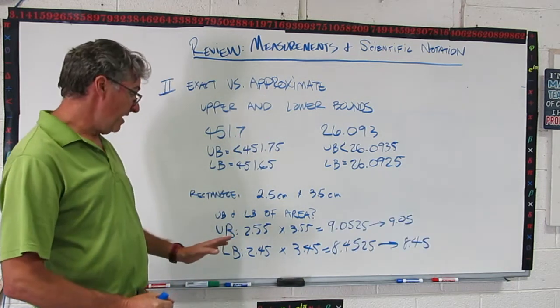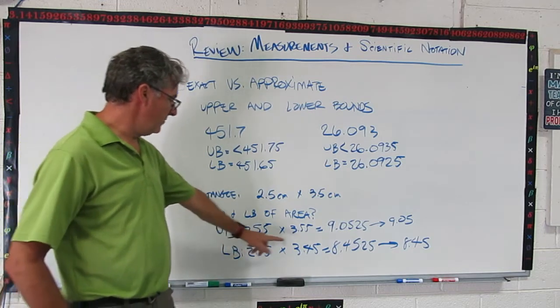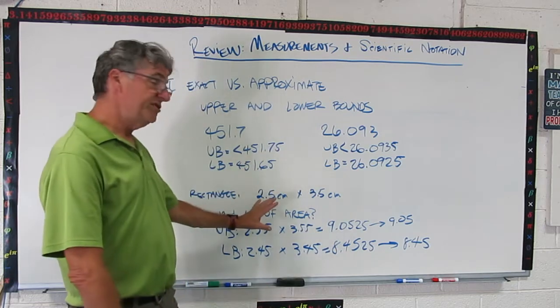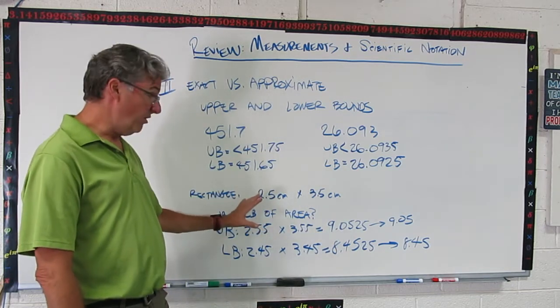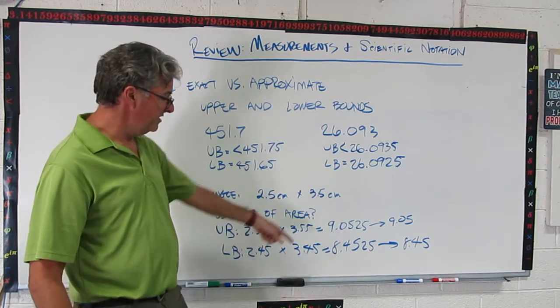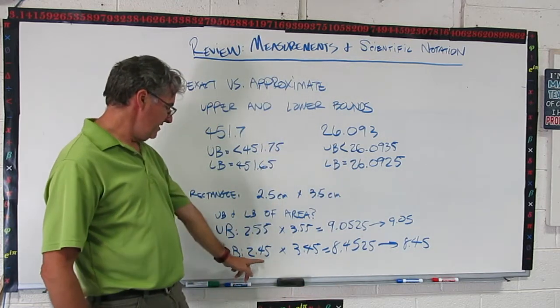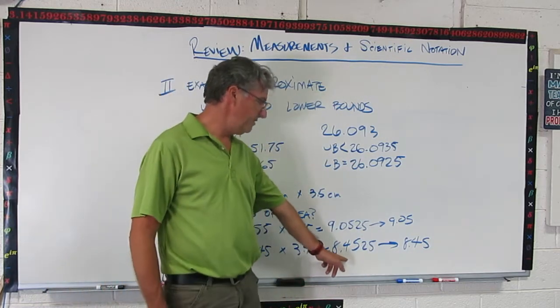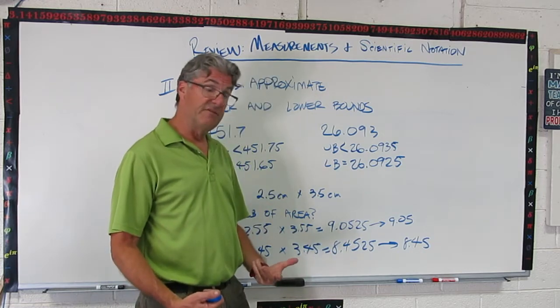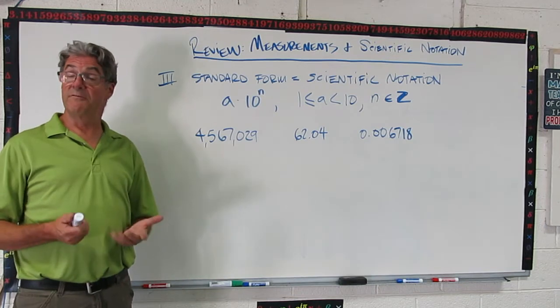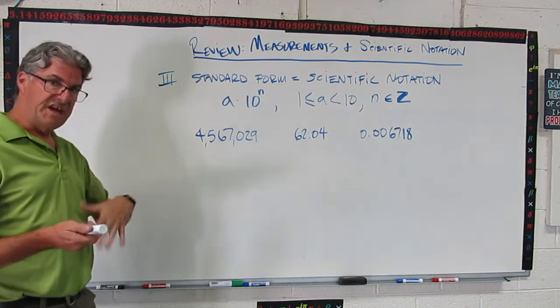Okay, so I did my calcs. I did my upper bound, I multiplied these out. This is the number my calculator showed me. No instruction here, so I round to 3 sig figs. So this number rounds to 9.05. Similarly for this, multiply these two together, this is what my calculator shows me, round to 3 sig figs, I end up with 8.45.